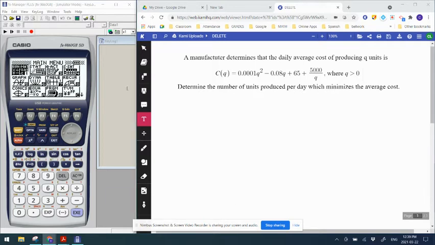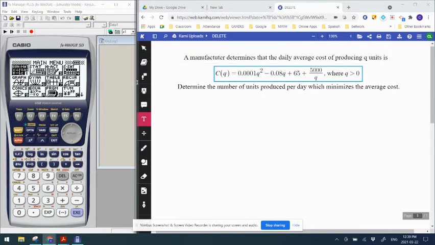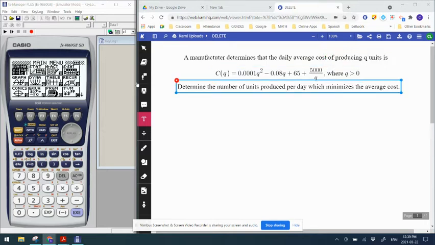So here we have a manufacturer determines that a daily average cost of producing Q units is determined by this function here, where Q is greater than 0. It wants us to determine the number of units produced per day, which minimizes the average cost.